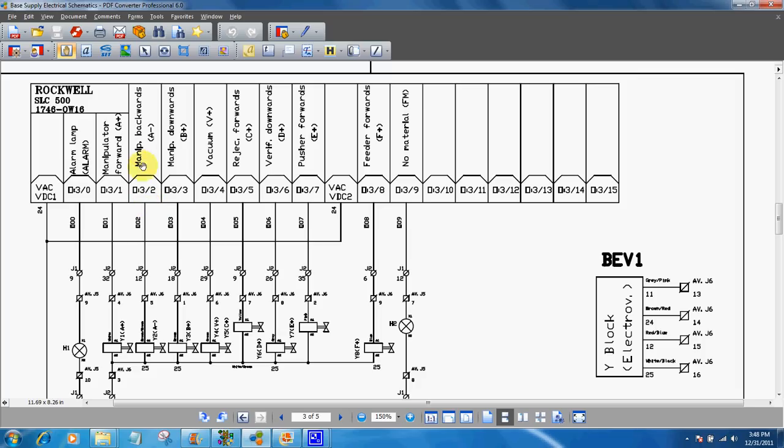Next is O:32, manipulator backwards. And this, again, is a single solenoid valve. Each one of these, O:33, O:34, 35, 36, and 37, are all attached to solenoid valves. And the last one here, no material, is also an alarm indicator, and we can tell that by the IEC symbol here for a lamp. So these are our outputs, each one attached to a solenoid or a lamp.